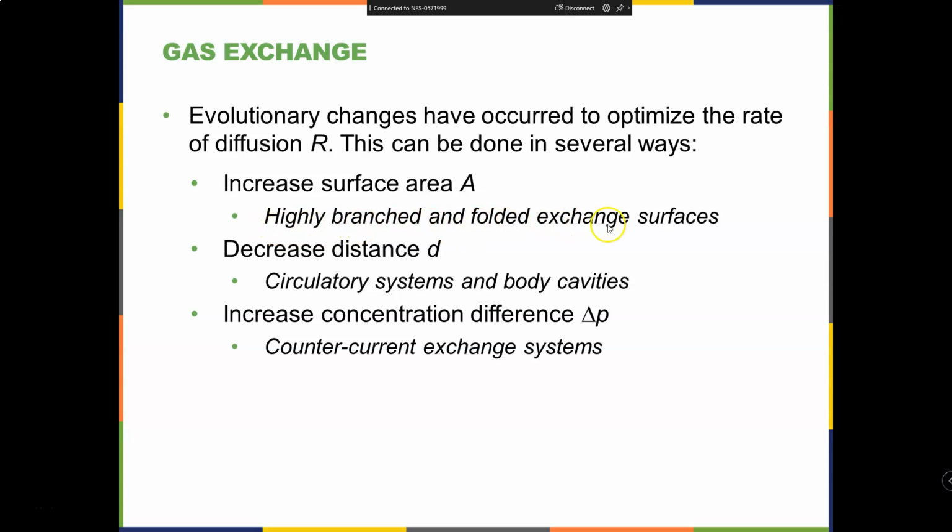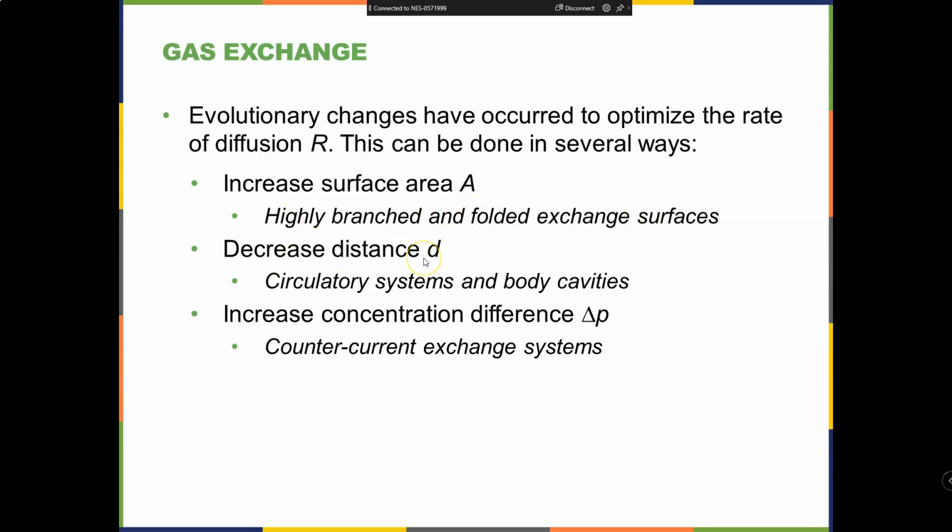Highly branched and very, very folded exchange surfaces. Your lungs actually have a huge amount of surface area packed into a relatively small organ. You'll hear numbers, like the surface area of a football field, for your gas exchange surfaces. So that's an example of that. Same thing in the circulatory system with all the folds on the intestinal surfaces and the folded intestines.